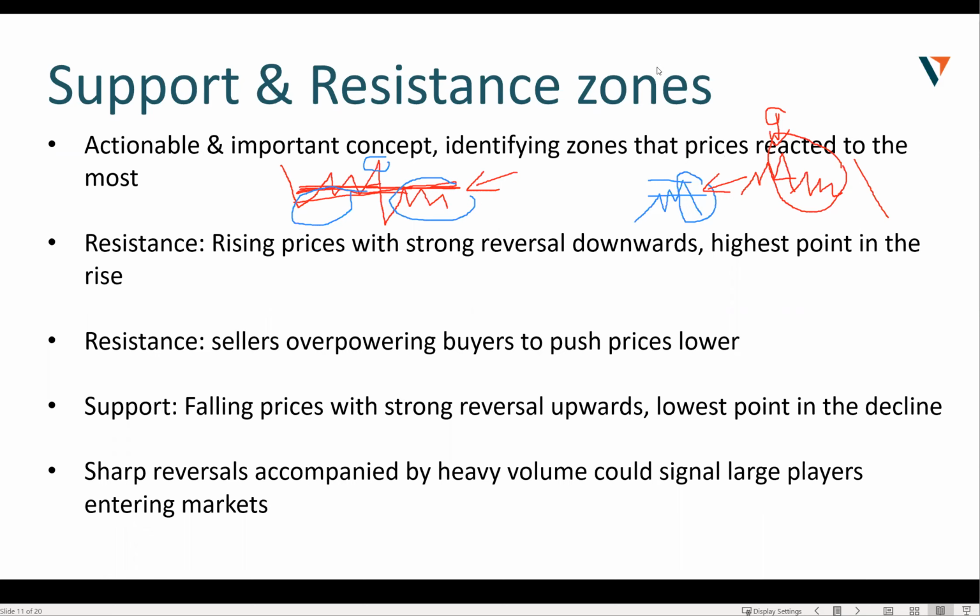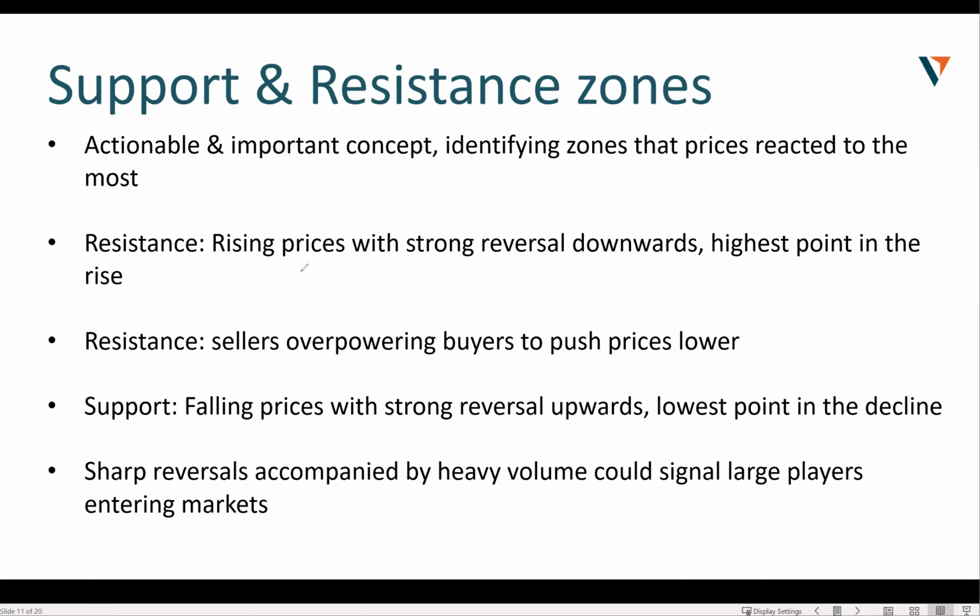So as we've covered on resistance, resistance itself just means rising prices, and you have this strong rejection over here. Prices are pushing up, and then coming into this region, you have sellers entering the market, and you see sellers overpowering buyers to push price much lower. So how we determine resistance is looking at significant swing points.